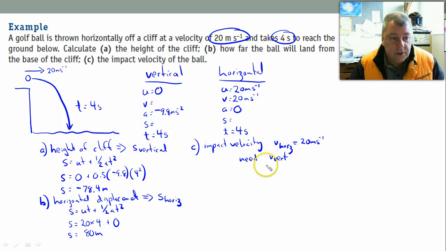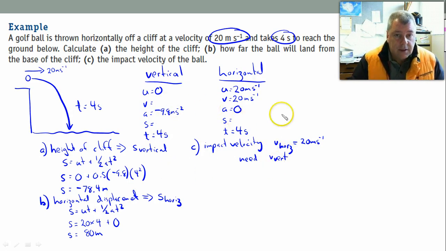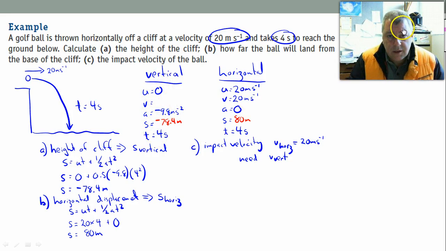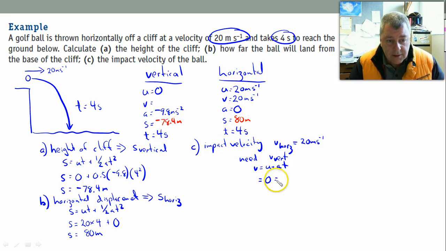So if we look at the vertical, we can actually put in some numbers. We've got minus 78.4, and we've got 80. So we've now got lots of information, and we're just after this one here. The simplest one is V equals U plus AT in the vertical. Can't stress that too much: do not mix up horizontal and vertical. U is 0. Whoops, let's just correct that.